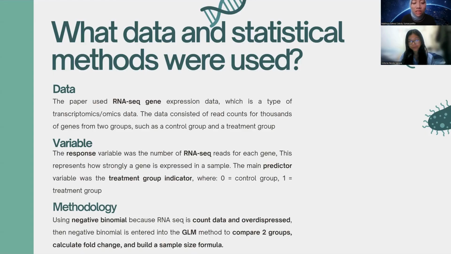And the main methodology used in this paper, of course, is the negative binomial, because RNA sequence data are count data and over-dispersed. The negative binomial is then entered into a GLM to compare two groups. Then they calculate the fold change and build a sample size formula.